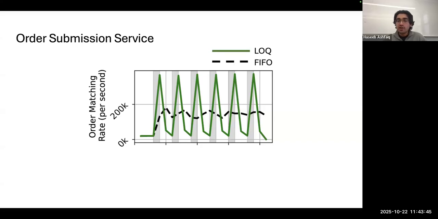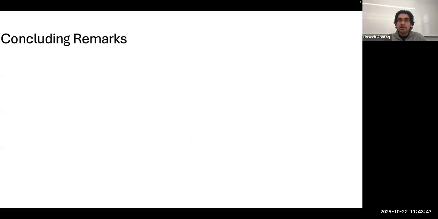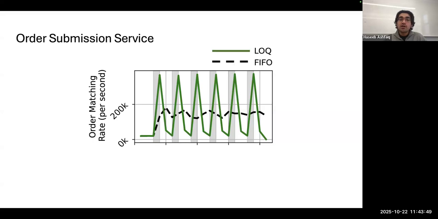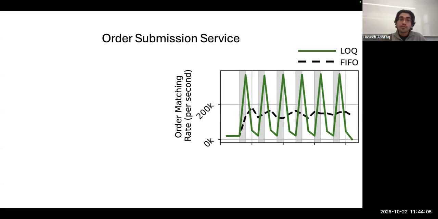Now, this is the order matching rate. I don't have the latency graph here, but what ends up happening is that the latency of orders with LOQ remains very low because it's able to process them as they are generated. But FIFO ends up building queues, so the latency of orders is way higher in the case of FIFO.